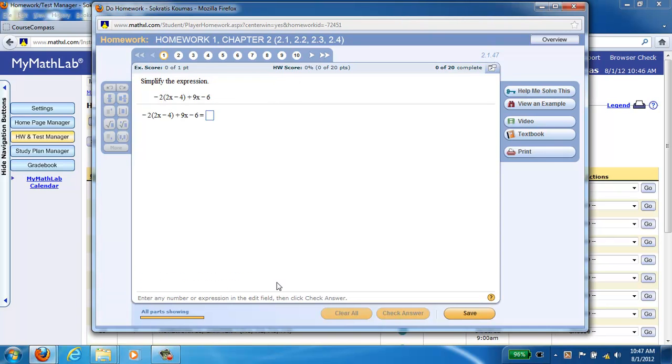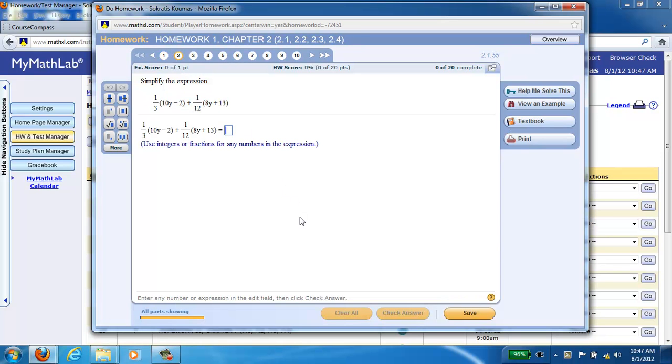Let's go to see the first homework for chapter 2. Problem number 1, you have to simplify the expression. That means you have to collect similar terms. Problem number 2, it is the same, just be careful with the fractions. So multiply first 1 over 3 times 10y minus 2, then 1 over 12 times 8y plus 13, and then you collect similar terms.